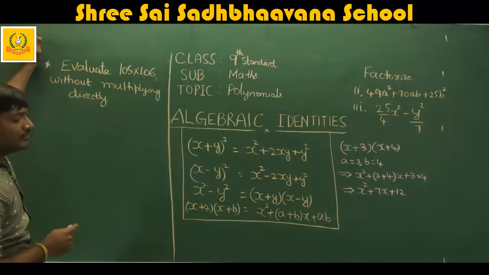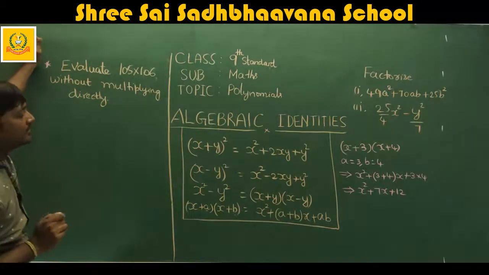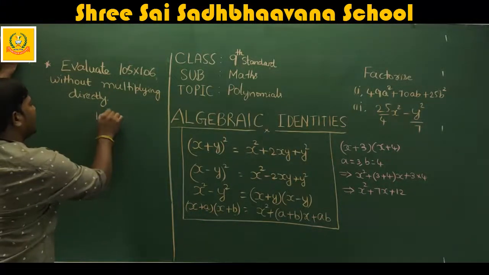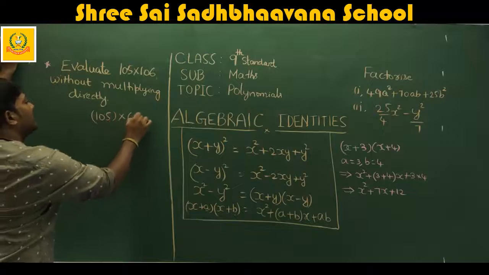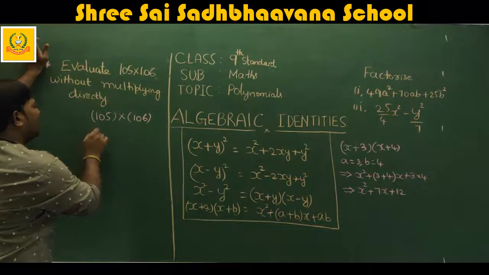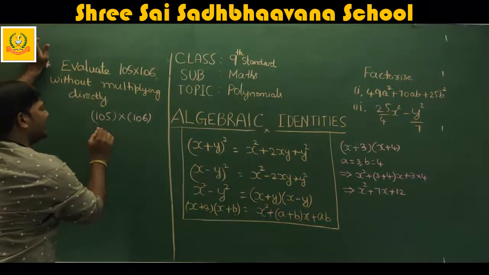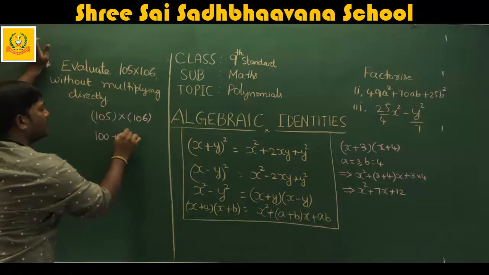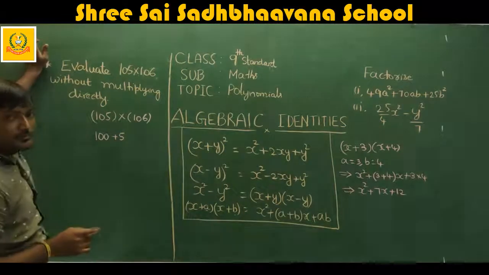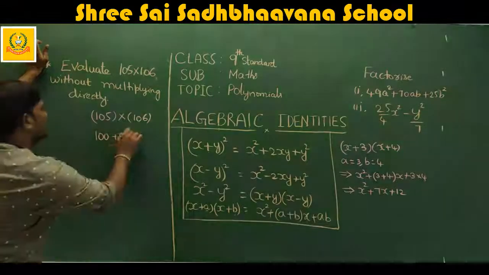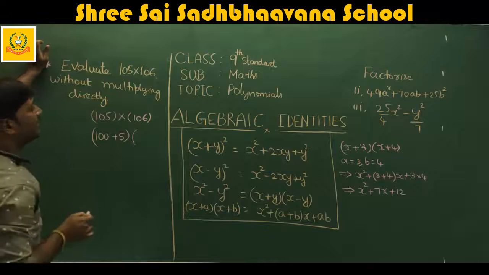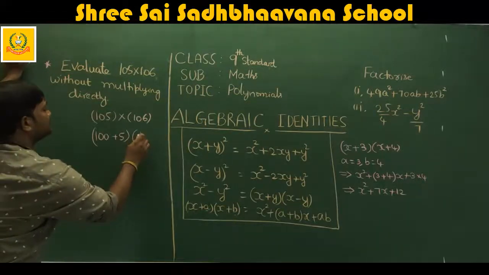Correct. So here you should think we should just use identities. So how do we use identities in this case? I'm writing 105 into 106. See, can I write 105 as 100 plus 5? Got it? Can we write it as 100 plus 5? Okay. Now, can I write 106 as 100 plus 6?